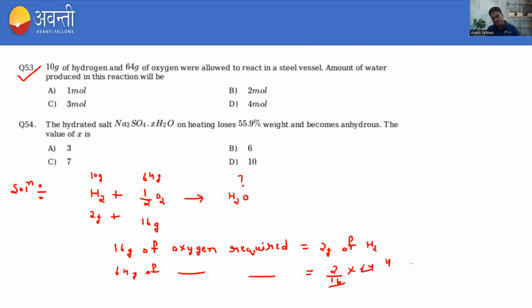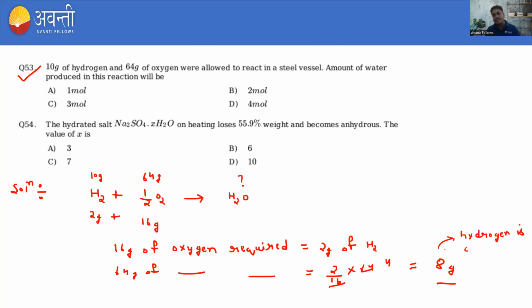16 fours are 64, so 8 gram of hydrogen is required. But in this question, hydrogen is 10 gram. So which one is the limiting reactant? We know they require only 8 gram of hydrogen, but hydrogen is present as 10 gram, so this is in excess. Here we can clearly see that the excess reagent is hydrogen. So which one is the excess reagent? Hydrogen. Hydrogen is the excess reagent.